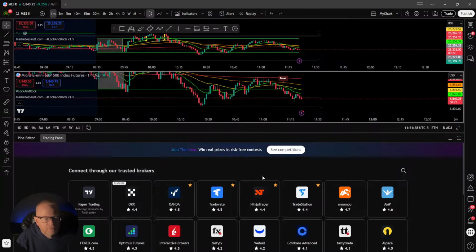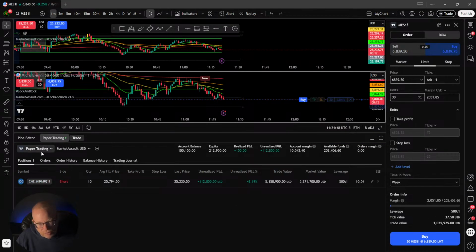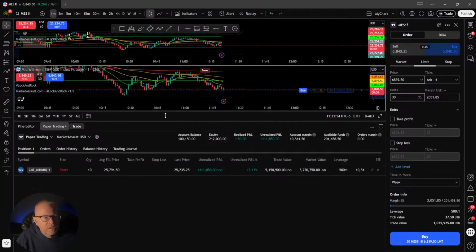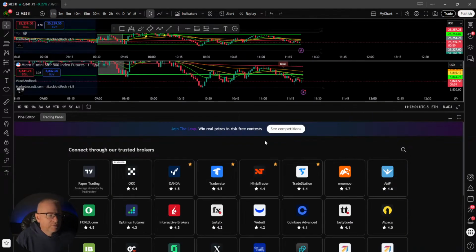When I hover over paper trading, it just says open or close trading panel. That's all it says. Well, okay, hang on, let me see. I'll go into paper trading. Yeah, so you don't have this, Joe, where it's got the paper trading with the down arrow? You're probably not seeing it. Yeah, I see it. Hit the arrow and then log out of paper trade.